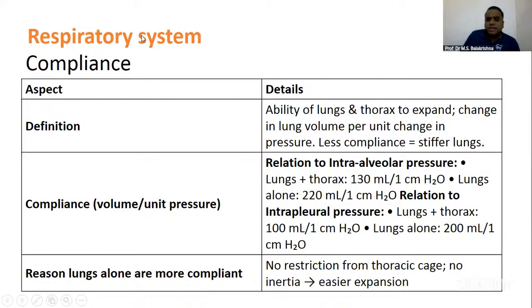Then compliance, some definitions regarding that. So what is the definition of compliance? You should know the definition, and then you should know the clinical anatomy of this. Just a second.